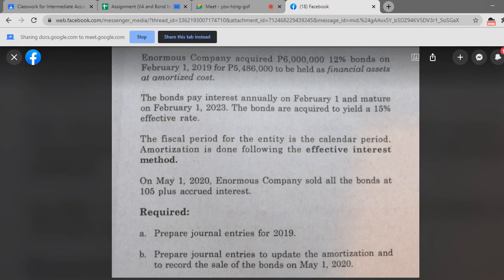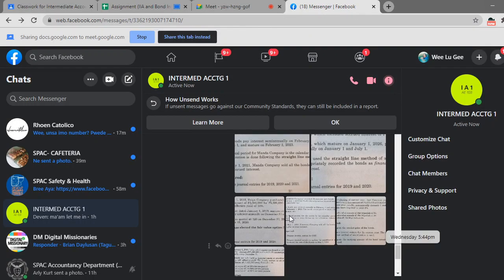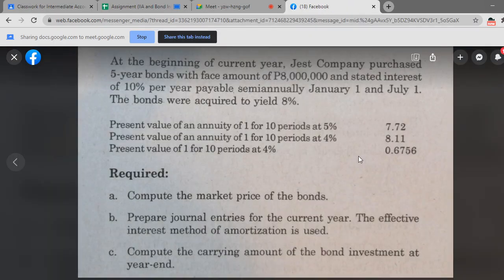Dito naman tayo kay fancy. Ganun din, bond amortization. Okay. Ay, no. Before ta mo adto kay fancy company, adto sa takang jest. That would be, okay, hanapin natin si jest. Saan si jest? I think this one.